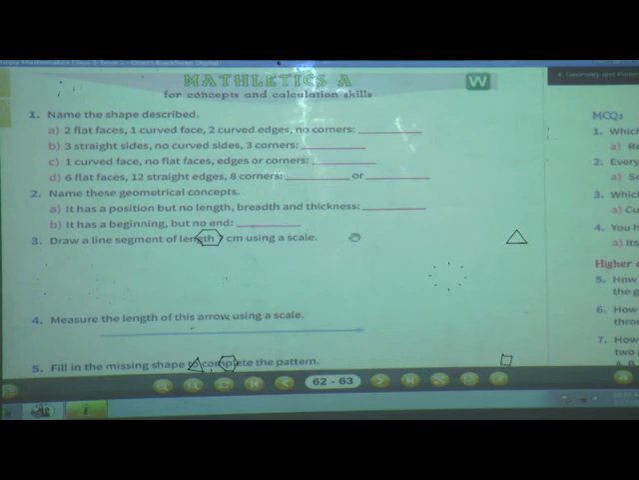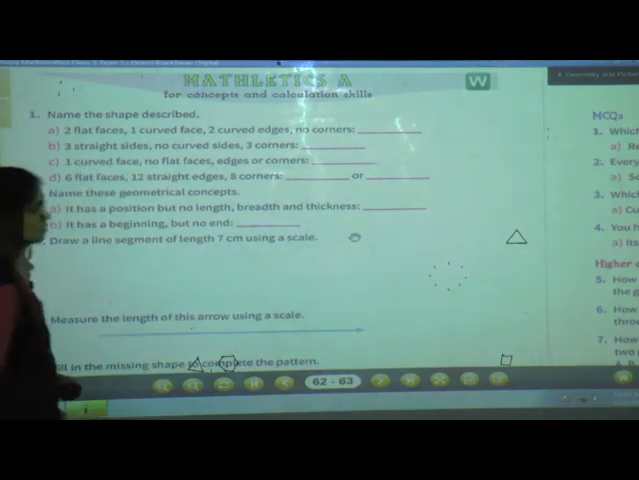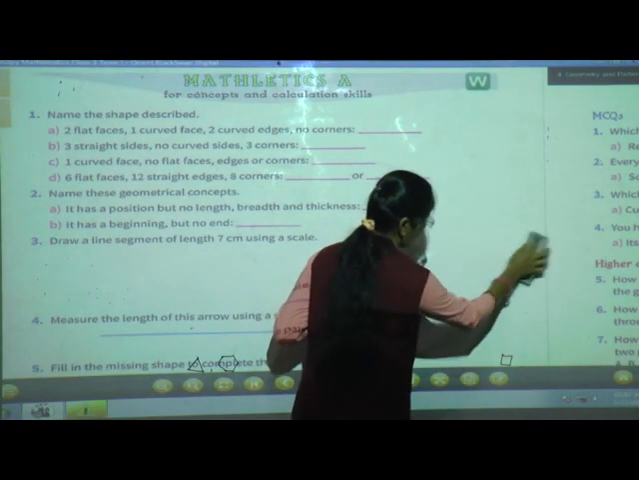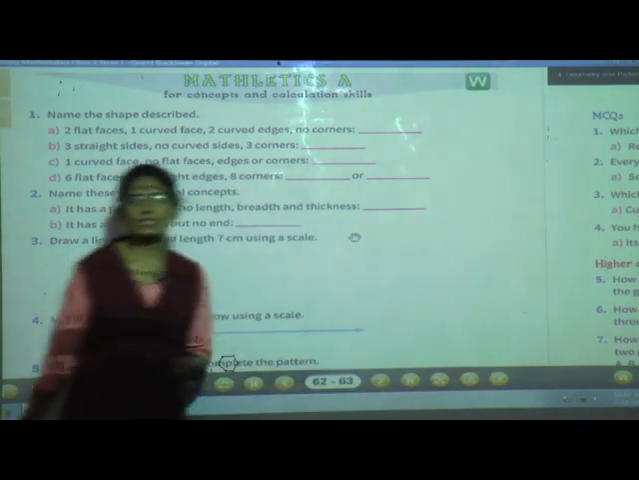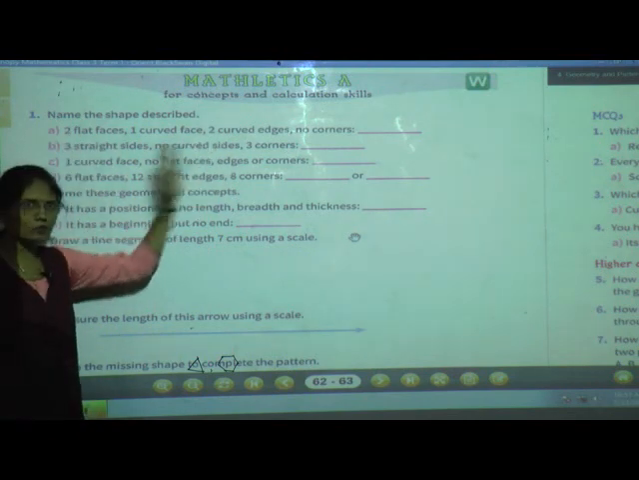Okay. Now read the question. Name the shape. Here a description is given, or we can see the properties. With the help of this description we have to write the name of the shape.